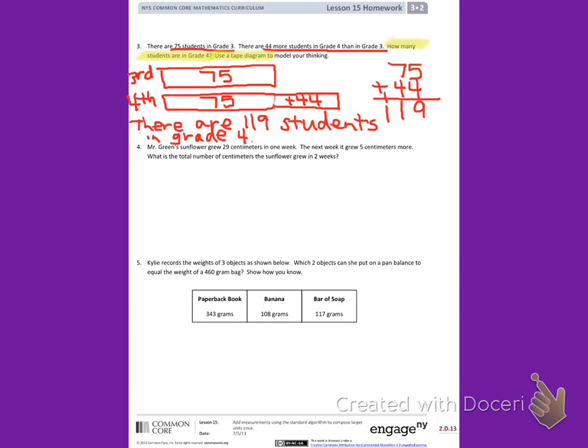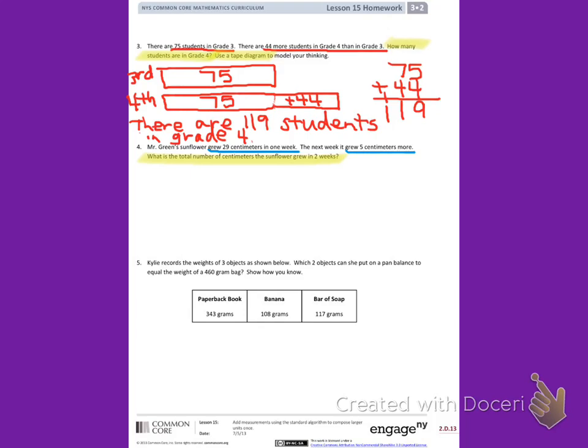Item 4 says, Mr. Green's sunflower grew 29 centimeters in 1 week. The next week it grew 5 centimeters more. What is the total number of centimeters the flower grew in 2 weeks? I'll go ahead and underline the important details. Mr. Green's sunflower grew 29 centimeters in 1 week, and it grew 5 centimeters more. Now I'll highlight the question. What is the total number of centimeters the sunflower grew in 2 weeks?